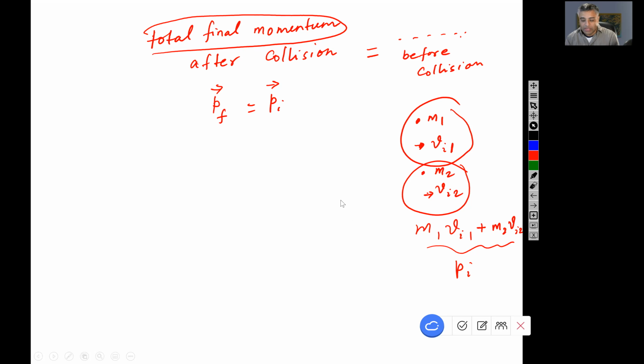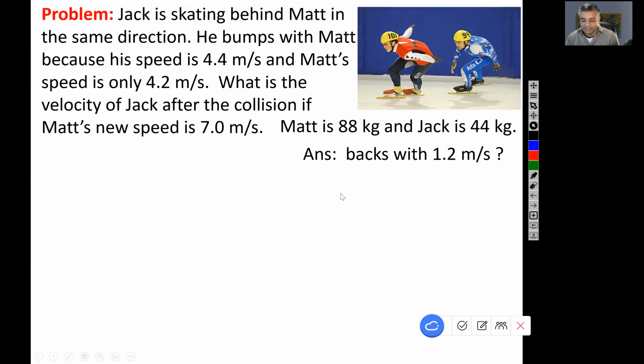So now, going back to this slide here, let's use that idea to solve this problem. In this case, there is a collision going on. That basically tells us that we can use conservation of momentum rather than kinematics or Newton's laws of motion. And so conservation of momentum tells us that total final momentum is equal to total initial momentum.